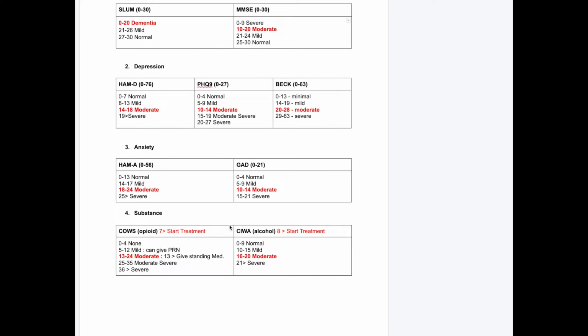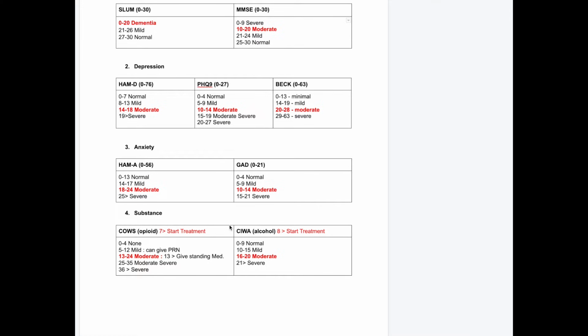So the 4 categories I have are: mental status, the first one. Second one is depression. Third one is anxiety. And the fourth one is substance use. And like I mentioned before, the scores listed next to each of the scales, 0 to 30, or 0 to 76, 0 to 27 for PHQ-9, are just a range to give you an idea. But do you have to memorize that? Not really. I don't think it's that important, but it's good to have an idea of it, right?